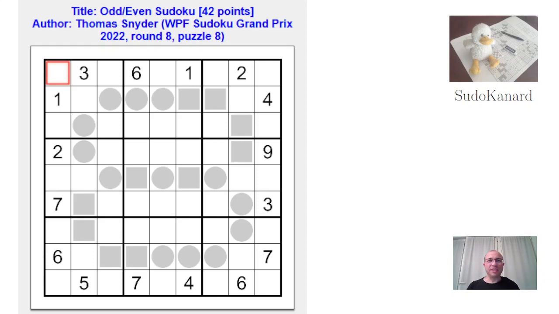We're here to solve this odd-even Sudoku or even-odd Sudoku by Thomas Snyder from the United States of America in round 8 of WPF Sudoku Grand Prix of 2022. So the special rule is that every shaded circle, gray circle, must contain an odd digit, and every square must contain an even digit. And you must see that those draw a figure 8, which is interesting considering it was round 8 and puzzle 8.